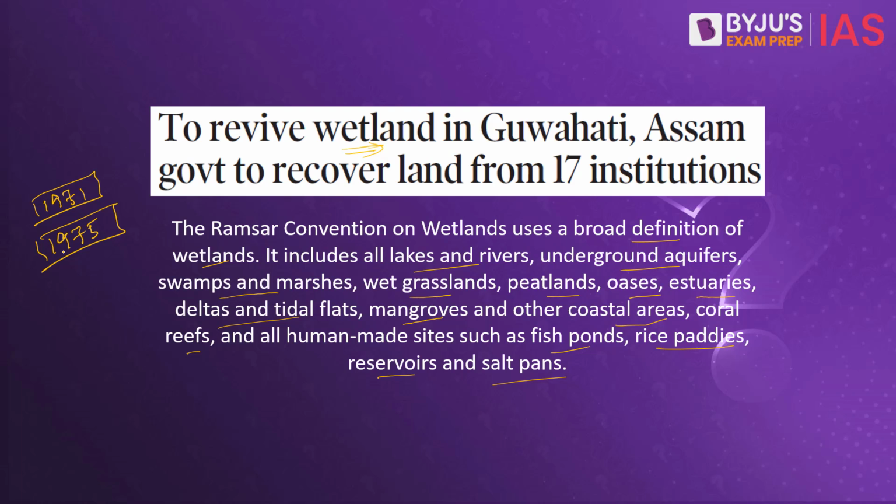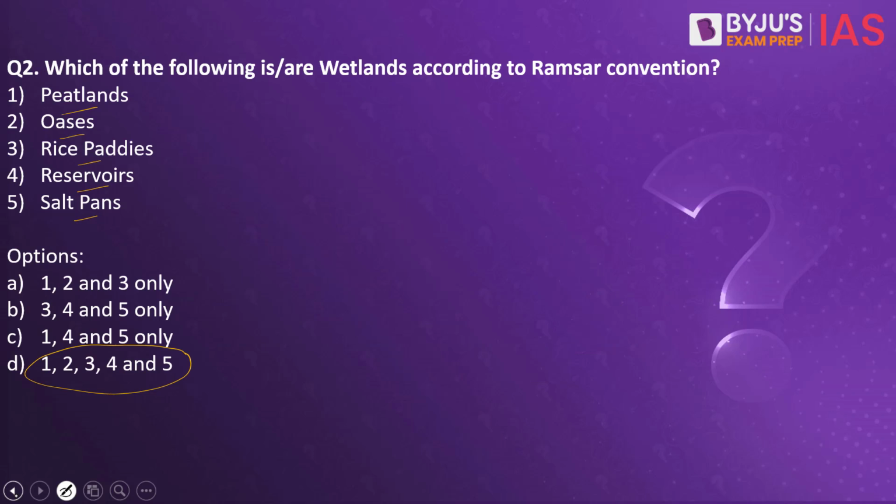Because of this, we are supposed to protect wetlands, and what the Assam government is currently doing is reviving the wetland, because all these wetlands are of greater importance. So if we look into the practice question, yes, peatlands, oases, rice paddies, reservoirs, salt pans are all examples of wetlands. So the answer to this would be D, which is 1, 2, 3, 4 and 5.